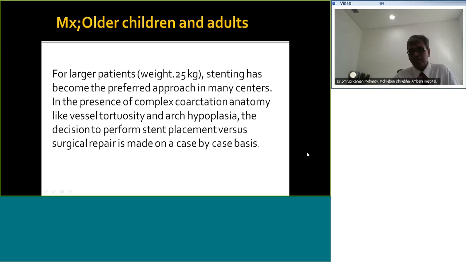So again, in complex older patients weighing more than 45 kg, balloon dilatation and stenting is very easy to perform and is also indicated because you can achieve an adult size stent, but this cannot be applied in all the cases where there is a complex coarctation anatomy like vessel tortuosity or aortic arch hypoplasia. It is important and relevant to go ahead with the surgical repair.